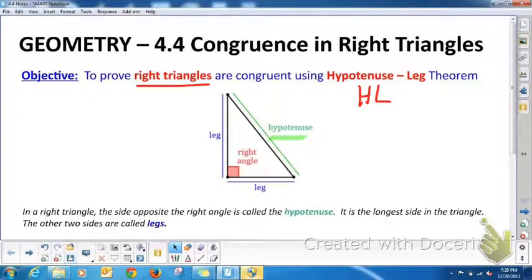In a right triangle, the side opposite the right angle, so from your right angle, when you go across, is the hypotenuse. It's the longest side of the triangle. The other two sides, the ones that form the letter L, they are the legs. So the side across from the right angle is the hypotenuse, and the other two sides are the legs. So today we're going to talk about congruence in only right triangles, because only right triangles have a hypotenuse.